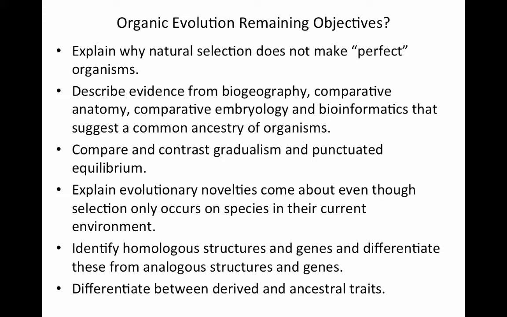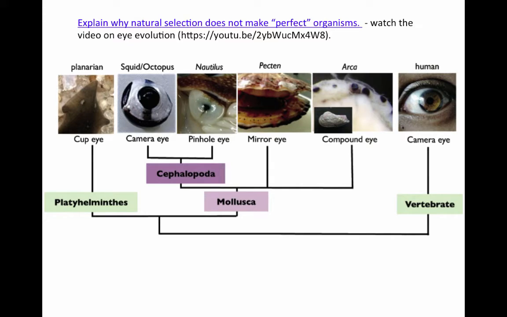I want to go over some of the remaining objectives we didn't get to in class. These are the ones that you guys identified that we did not finish. And so I want to address them one at a time. The first one: explain why natural selection doesn't make perfect organisms.